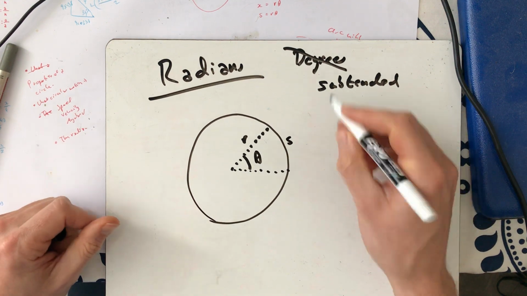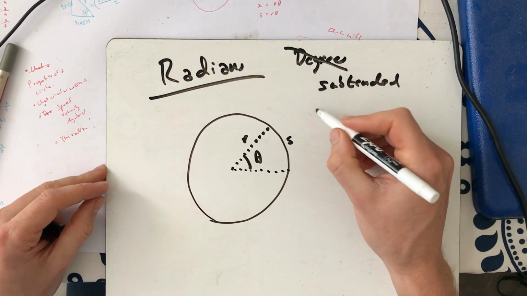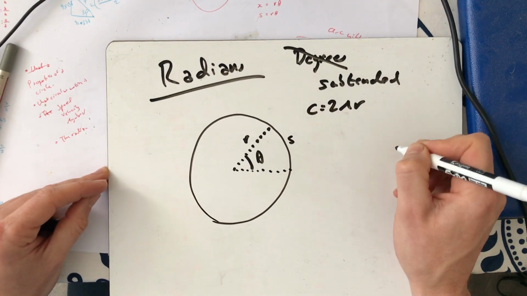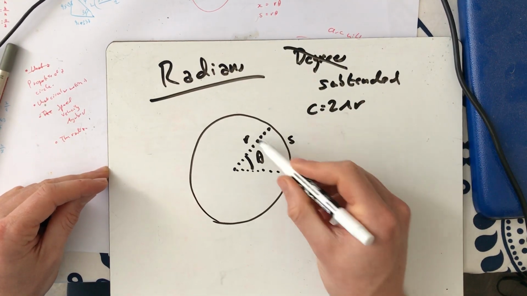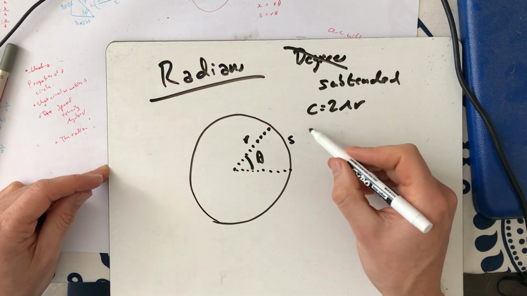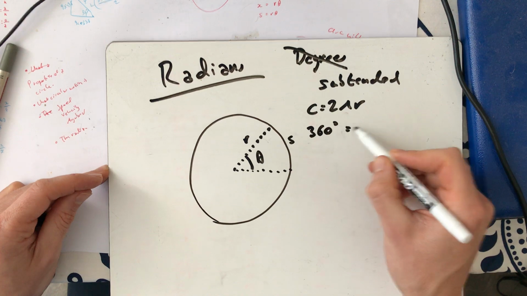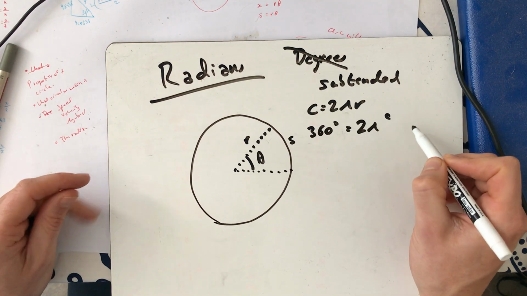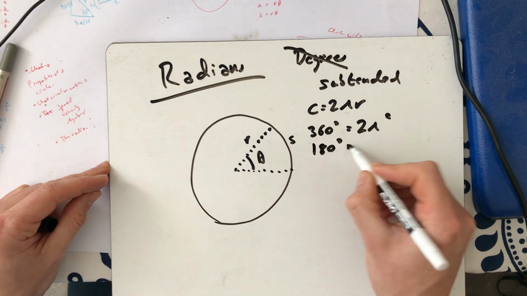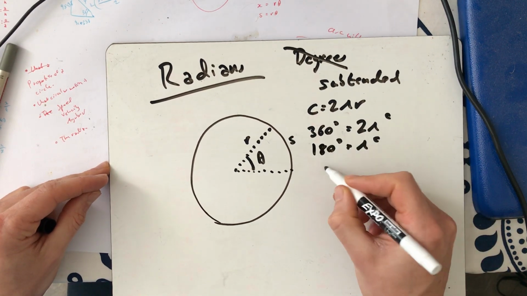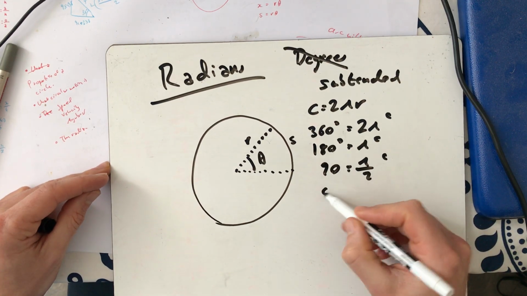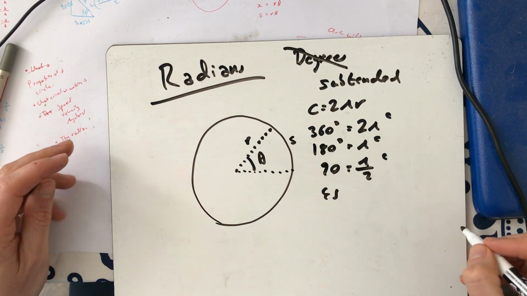Because a circumference is 2 pi r, that means a full circumference, or 360 degrees, is equal to 2 pi radians. Which then means that 180 degrees is equal to pi radians. 90 degrees is pi over 2 radians, 45 degrees is pi over 4, and so on.